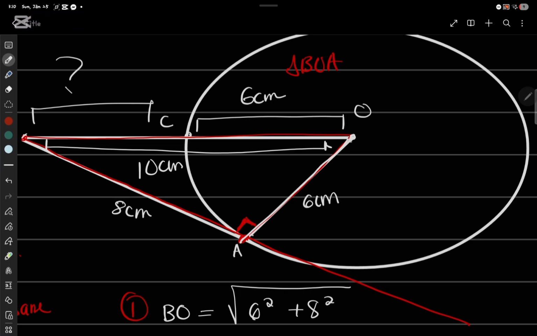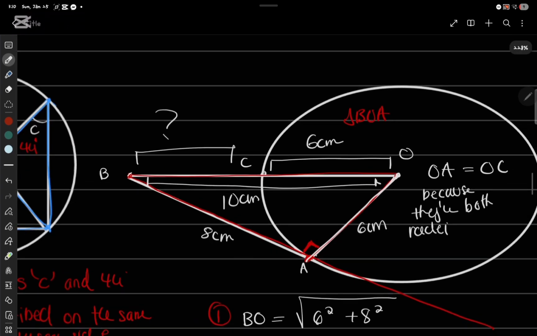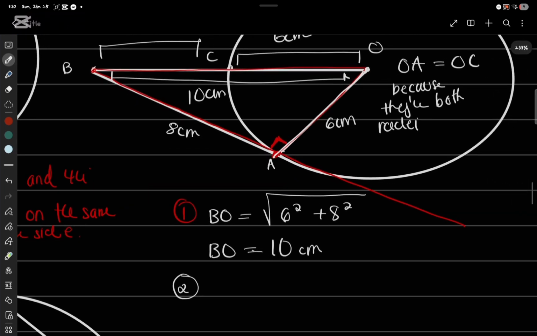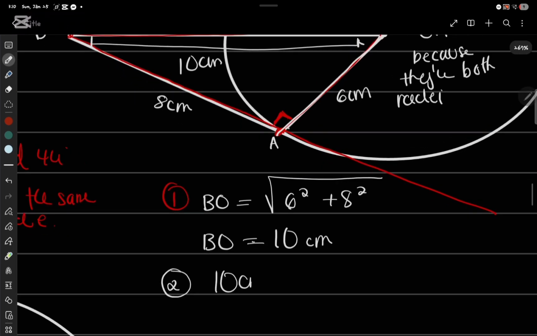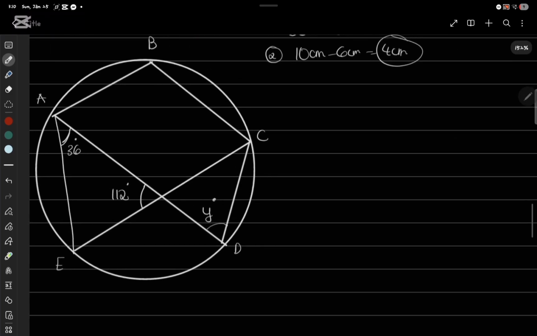Okay, OA equals OC, because they are both radii. Not sure I spelled that right, but you know what I mean. Okay, so you have 6 there. So now to get BC, you just have to subtract 6 from 10. So BC will be 4 centimeters. Good.